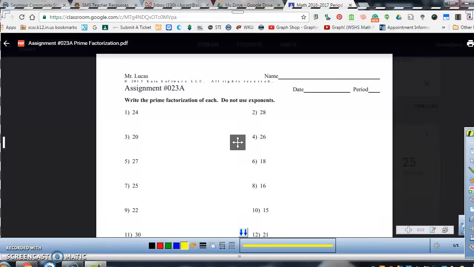Okay, so today on assignment 23A, we're going to begin looking at prime factorization. This is where we take a number such as 24, 20, 27, which come out of your exercises, and we break those down into a product of their prime numbers. So let's look at an example.